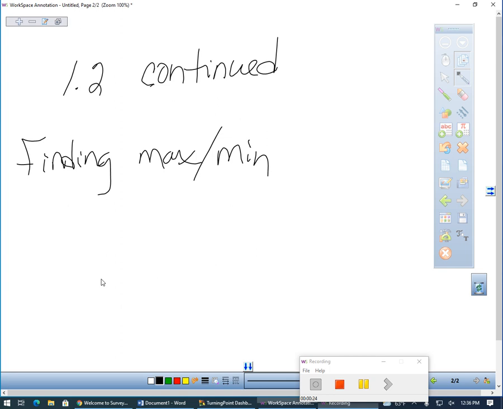Let's try another one. So let's change our equation to, how about 2x to the third minus, how about 5x plus 1?